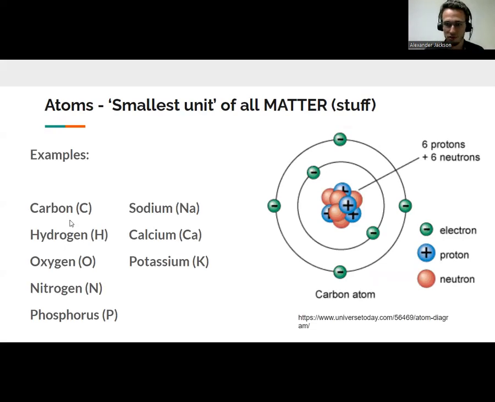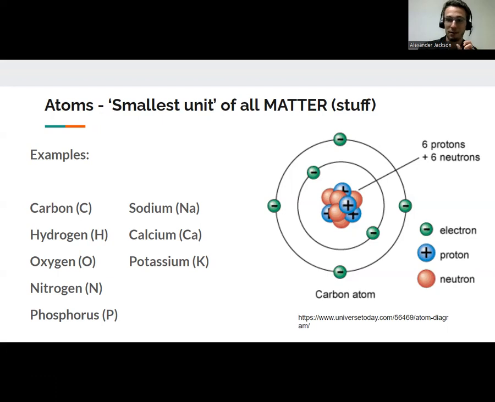So these are some examples of some atoms that you may have heard of before. Like carbon, hydrogen, oxygen, nitrogen, phosphorus, all these things, CHONP, you can remember, that's usually the most common five in your body, but you're also made of things like sodium and calcium and potassium and chlorine. Okay, so those would be called electrolytes. So there's a whole lot of different atoms that you are made of.